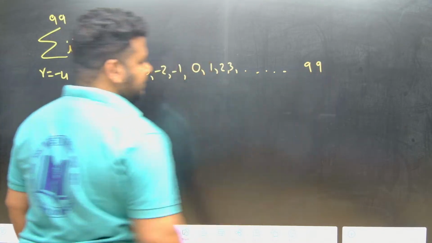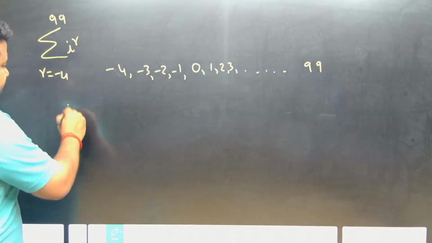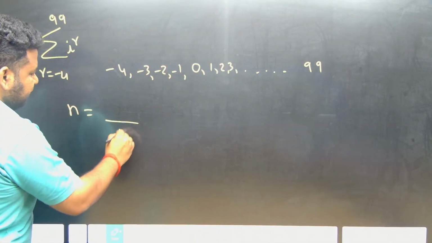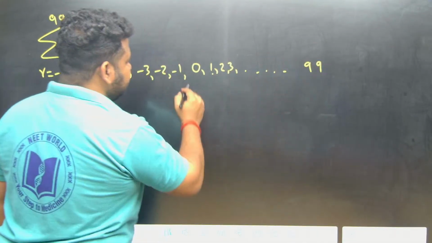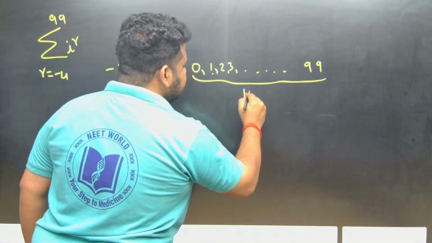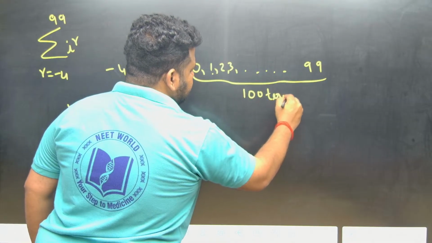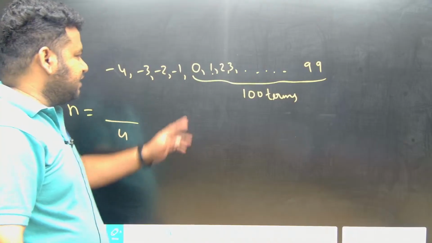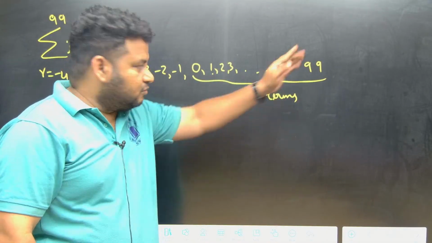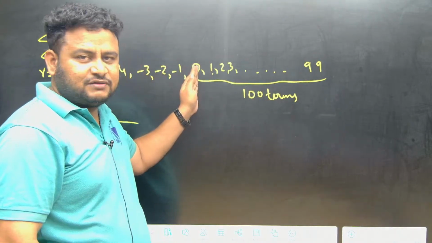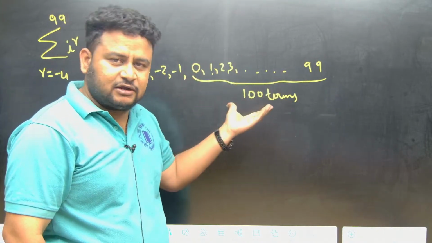Now observe carefully. Here also you can use the shortcut: n is equal to whatever value you get, divide by 4, and whatever the remainder you get, that many terms are there; find out the value of those terms. Now see here, if I take from 1 to 100, there are 100 terms. If I take from 0 to 99, here also 100 terms are there.